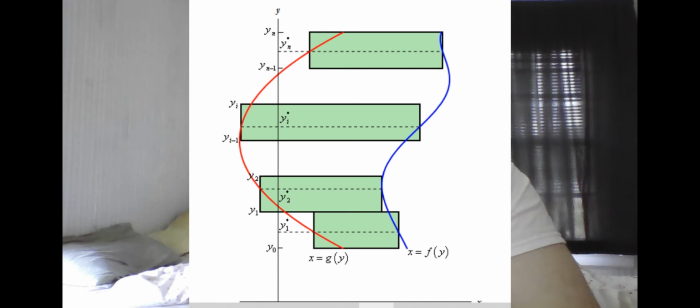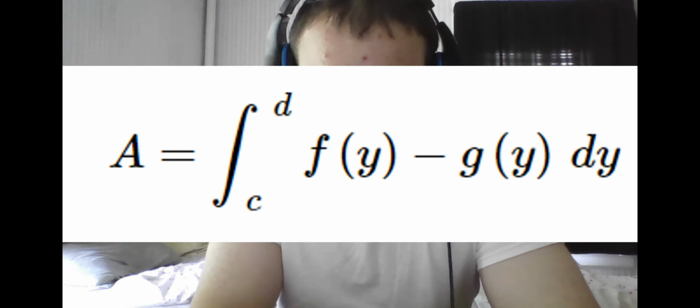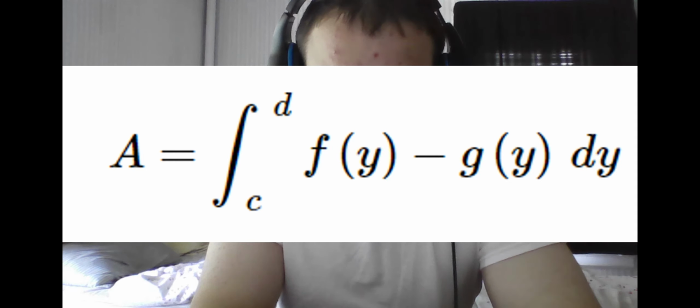If we instead flip it so that the length of each rectangle is given by differences in x equals something of y, and the height is given by the same y and not a difference, it follows by the same exact thought process as above that the total area between these two curves is the integral from y equals c to y equals d of f of y minus g of y with respect to y.